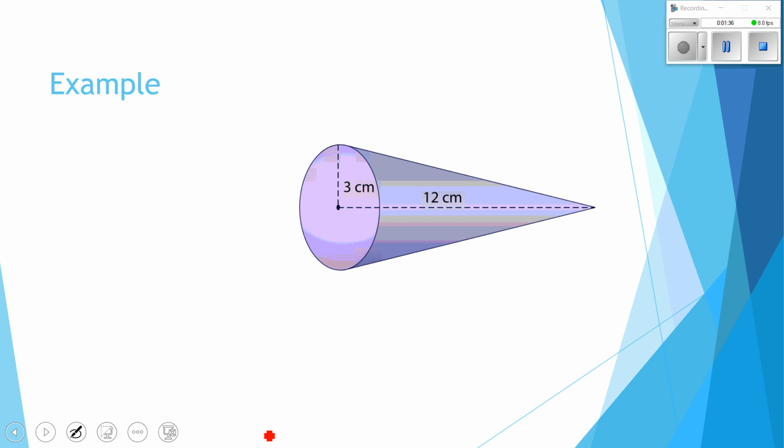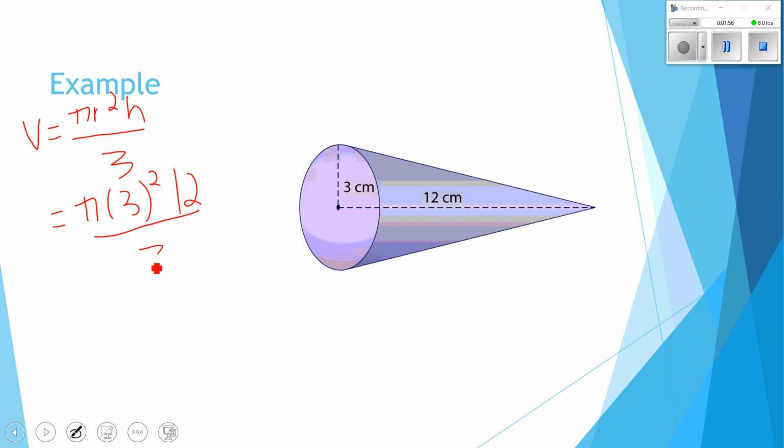So what this looks like in an example. I want to solve for the volume. I know it's the area of the base, which is pi r squared, times the height, divided by 3. I know that the radius is 3. I know that the height is 12, and we're going to divide by 3. If I asked you to leave it in terms of pi, this would give us 36 pi centimeters cubed.